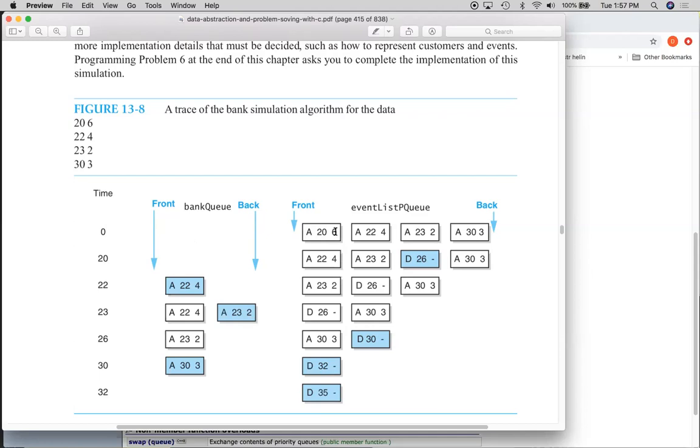So what that means is we're going to create a new event, which is going to be a departure event, and we're going to put that into the priority queue. Since the departure time is 26, that departure event is going to go right here in the priority queue between the 23 and the 30. Okay? Does that make sense? And the departure doesn't have a duration, so we just put a dash there. Any questions so far?